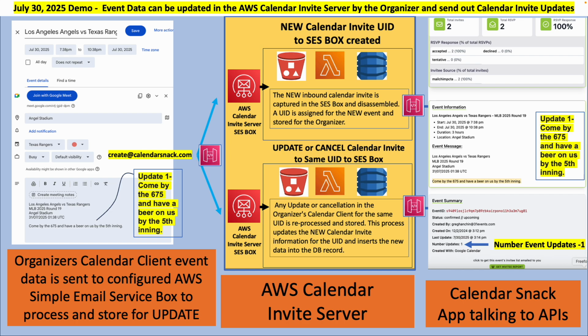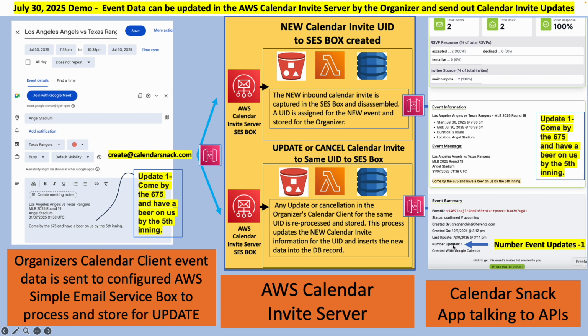Event data can be updated in the AWS Calendar Invite Server by the organizer, and it sends out calendar invite updates. So this is the sequence of workflow we're going through now. Essentially, the organizer's calendar client event data is sent to a configured AWS Simple Email Service box to process and store for updates or changes. In update number 1, I said, come by the 675 and have a beer on us in the 5th inning. I intentionally did a typo here to show you in update 2 how that has changed.